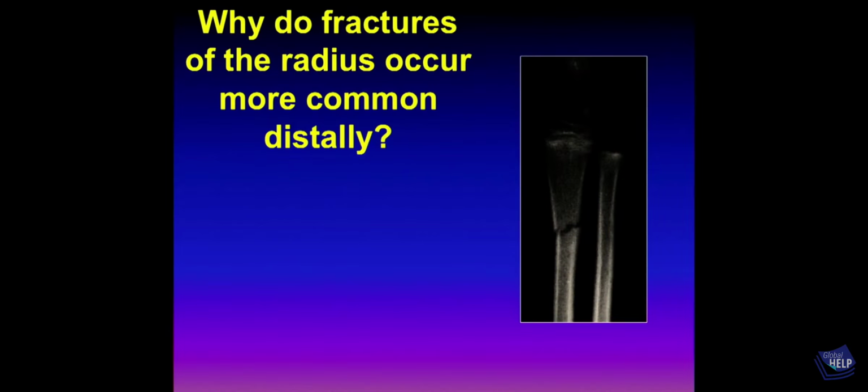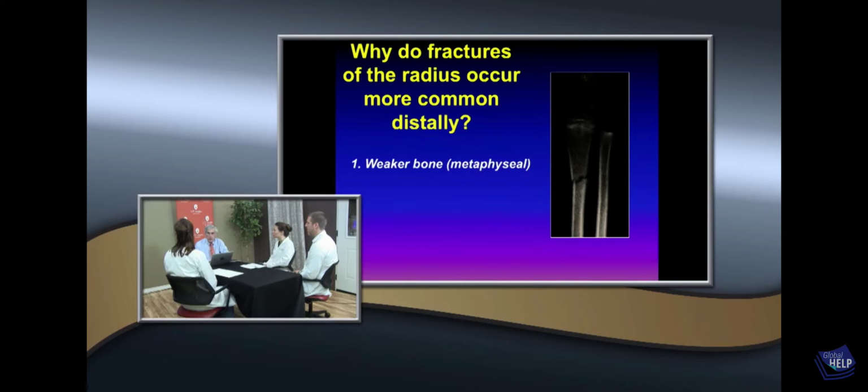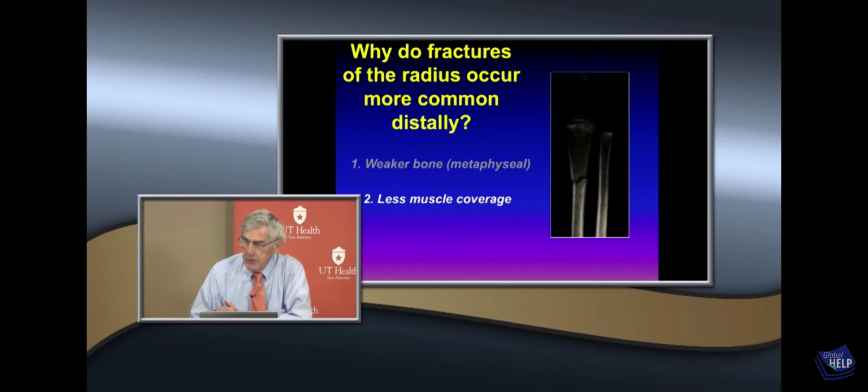Now, why do they occur most commonly distally? There are 3 reasons. Well, one, it's weaker bone. It's still somewhat semi-metaphyseal. Secondly, there's not much muscle coverage to protect it distally. And third, it's a longer lever arm. That's why you learn physics.